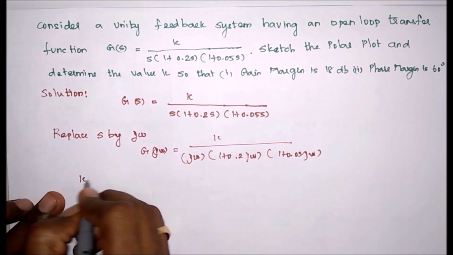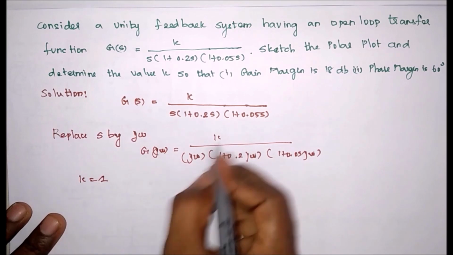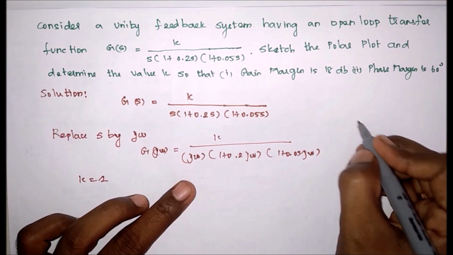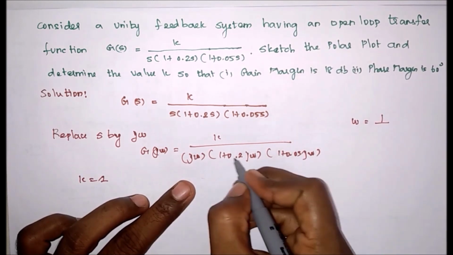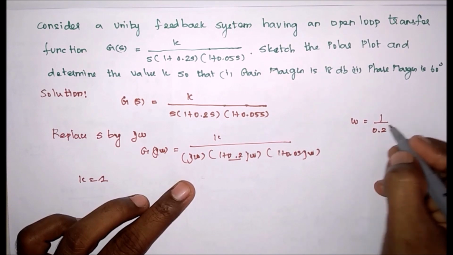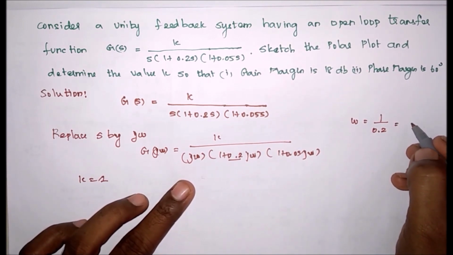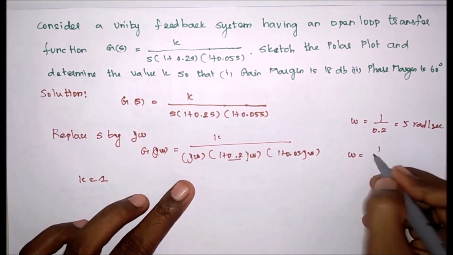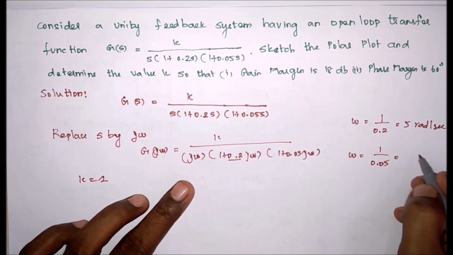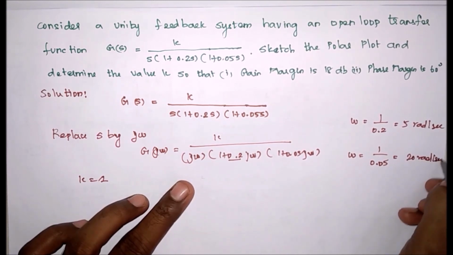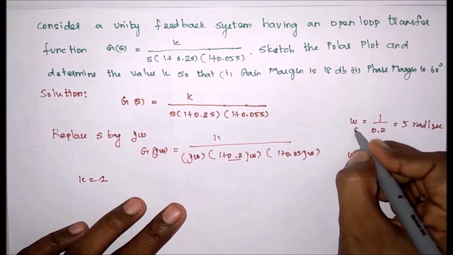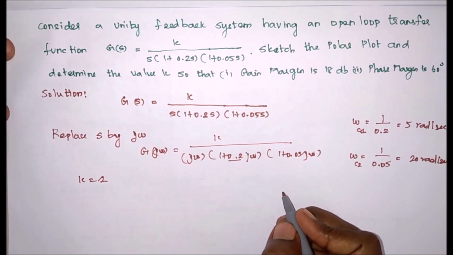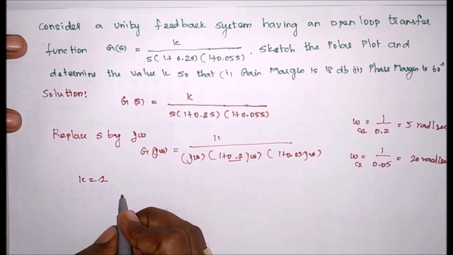Now we are going to consider K equal to 1. It means system gain equal to 1. For this we are going to find the corner frequencies. First for this term 0.2, 1 by 0.2 equal to 5 radian per second. Next, 1 by 0.05 we will get 20 radian per second. Therefore this is the first corner frequency, then this is the next corner frequency. Now we can find the magnitude and angle.